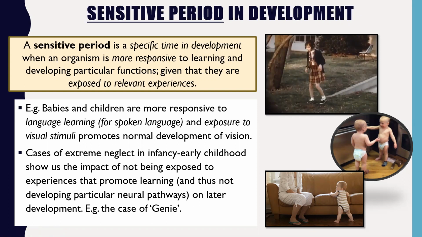And you could tell this just by looking at her, that it was obvious that something was quite wrong with her development. Okay, now obviously, cases of extreme neglect show us the impact of not being exposed to those experiences that promote learning. So if you miss that sensitive period where you were supposed to learn to talk or walk, it's going to be a lot harder for you to then make up for that. And even though Genie was put into rehabilitation, she was put into speech therapy, she never really developed the same fluency or the same advanced language abilities as people her age, okay, at that time.